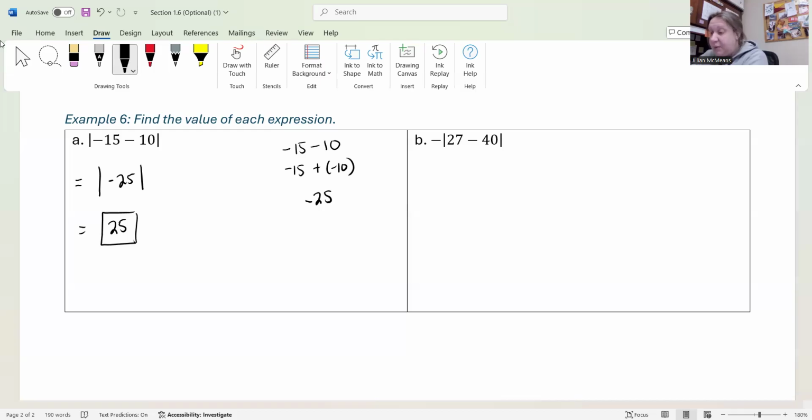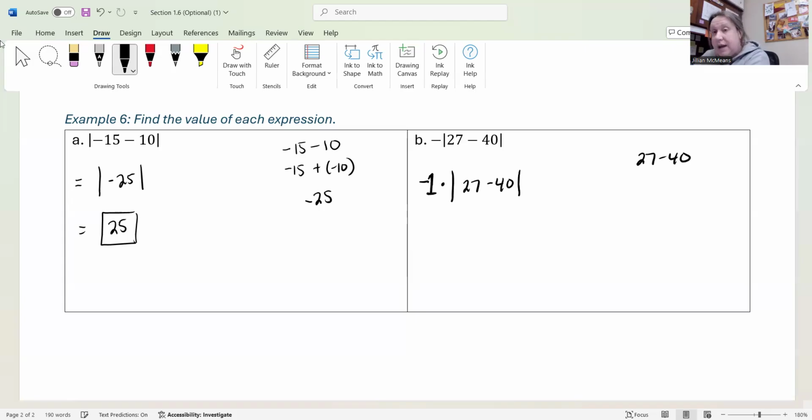Now, example 6, part B. What you need to notice here is there is a negative in front of the absolute value. So this is like negative 1. I'm going to write it in a more traditional way. It is negative 1 times the absolute value of 27 minus 40. So let's just go ahead and, to the side, deal with 27 minus 40.